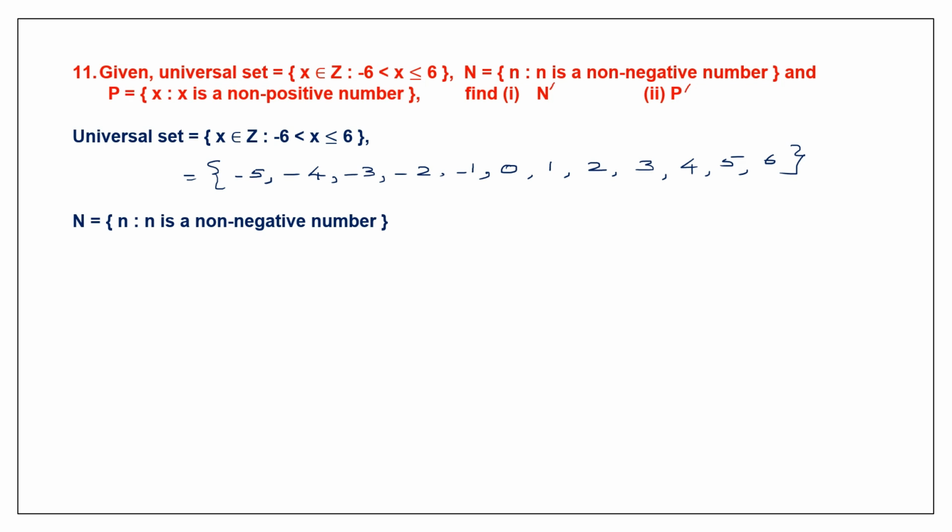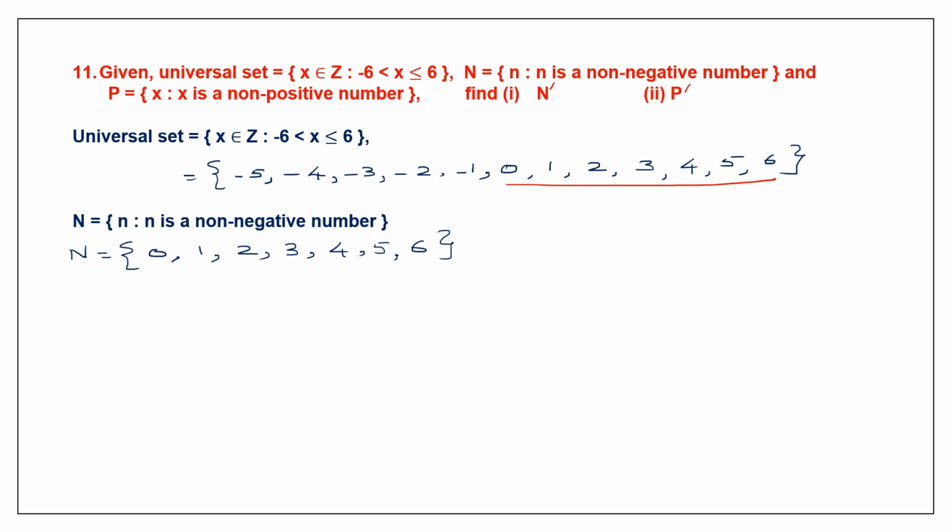So what is set N? Set N is a non-negative number. So from the universal set, look out for all the elements which are not negative. That will be elements starting from 0 up to 6. So let's write down set N. Set N is a non-negative number, that means all these numbers from the universal set. So let's write 0, 1, 2, 3, 4, 5 and 6. So these are all the elements of set N.